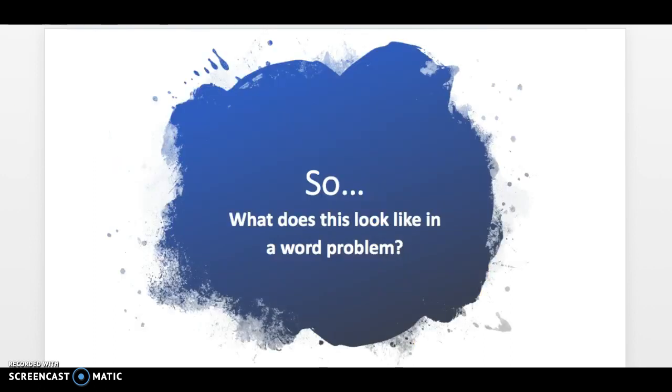So what does this all mean, and what does this look like in a word problem? We will go over 3 examples in this lesson. From these examples, you will be asked to create a numerical expression based off of the information provided. Let's take a look at example number 1.